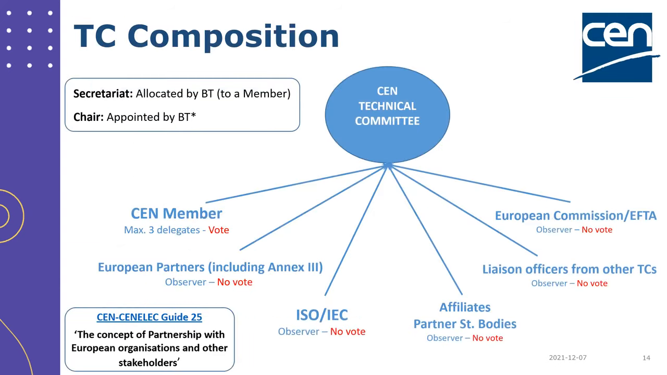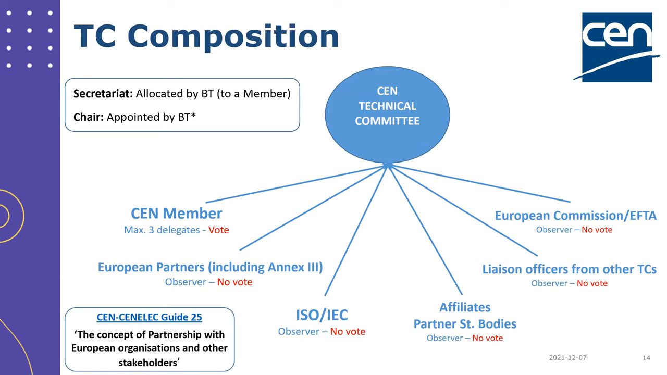So on this slide, you have a more graphical explanation of the TC composition. As you can see on the left side, the secretariat is allocated by the BT to a member, and that CEN member will choose one secretary. The chair is appointed by the technical board, but as I said, in the case of CEN, it is a CEN TC decision to appoint the chair.